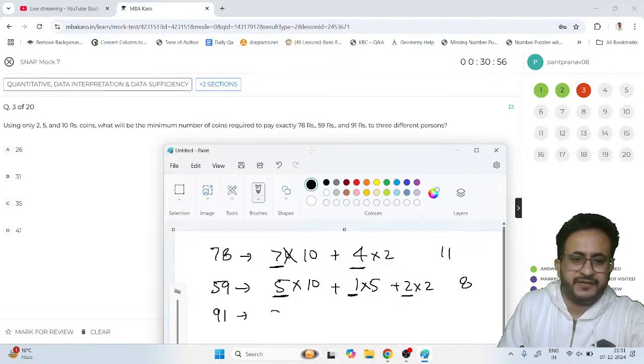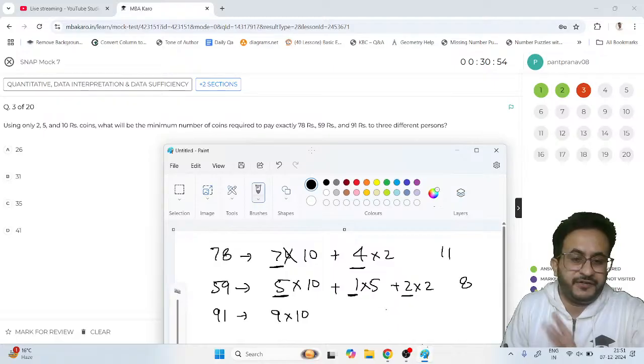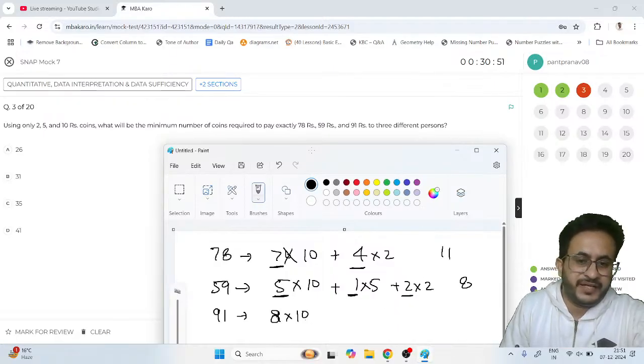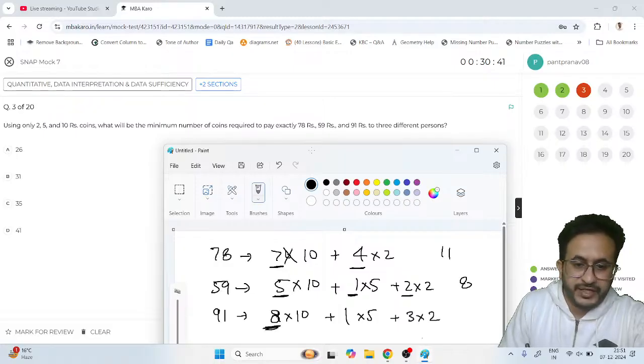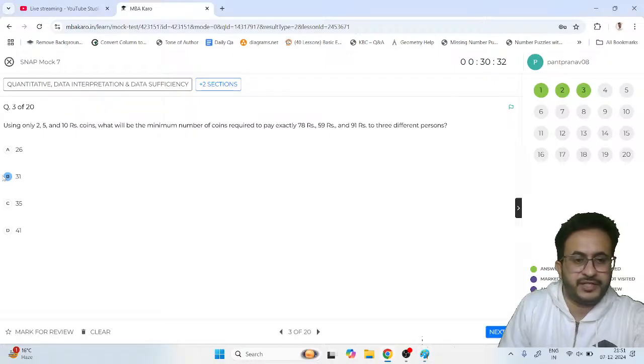Okay, 91 we cannot make 9 into 10 because 90, फिर 1 कैसे देंगे? So we can only make 80 like this. Okay, 80, then we cannot make plus 10. So we will make 5, 85, right? Plus that will be 6 more rupees. So 8 plus 9 plus 3, that is 12. So we will need 20 plus 11, 31 coins. So that will be the minimum.